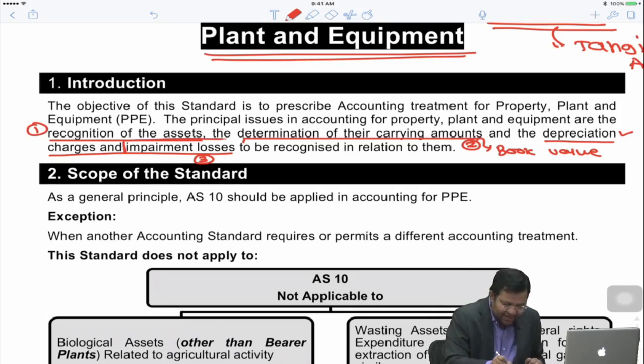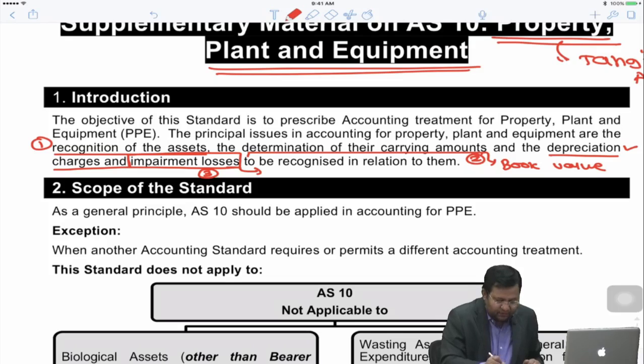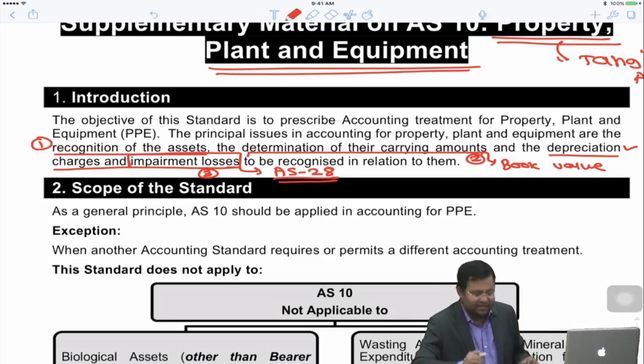Impairment loss calculation is actually not covered by AS10 in detail. There is a separate standard for impairment loss called as accounting standard number 28. Impairment is decline in a value of an asset. I'll explain impairment when the relevant point comes up.